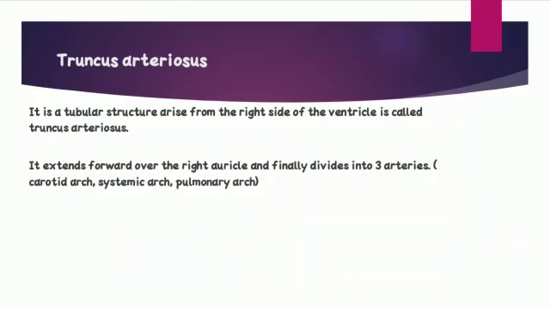Then we have truncus arteriosus. It originates from the ventral side of the ventricle and divides into two branches, each of which divides into three arteries. The names of those three arches are carotid arch, which will go to brain; systemic arch, which will go to all the systems of the body; and pulmonary arch, which will go to lungs. Students, trunk, arch, and arteries have the same meanings.